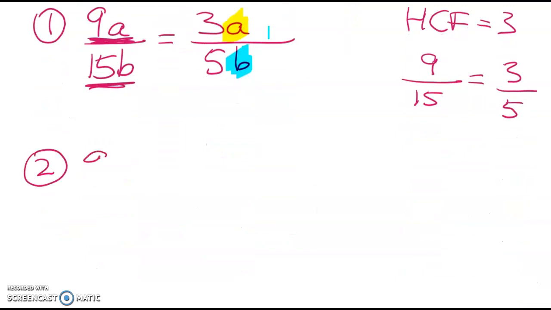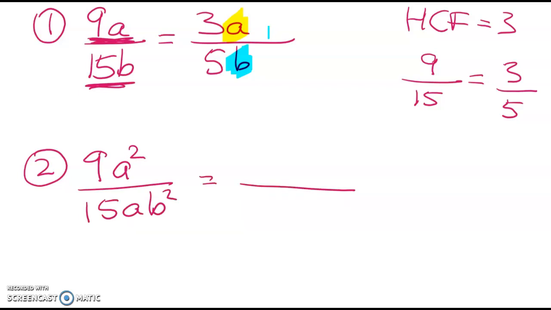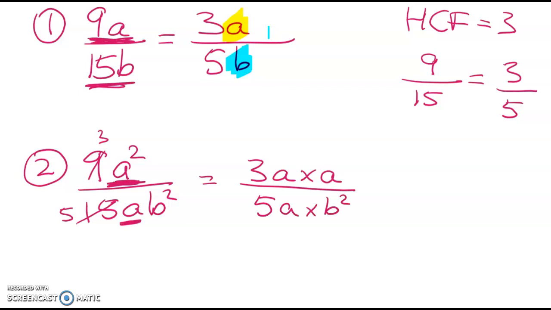Okay, question 2. So the coefficients are the same, so we're again dividing out by 3, and sometimes we'll do that by writing it like that. This time though, here we've got an a squared, and here we've got an a. So writing this out more fully, this is what I've got going on. Now a divided by a simplifies, it's just 1. So that leaves me here with 3a over 5b squared.